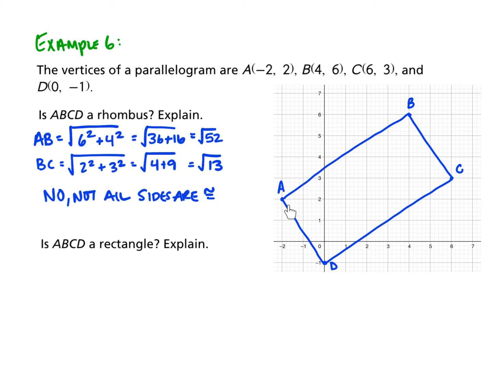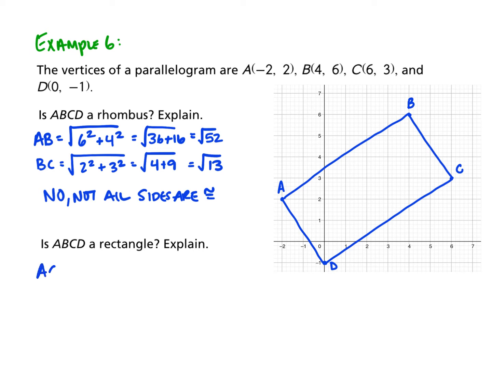Or I can use the other method of proving that a quadrilateral is a rectangle, which is to show that its diagonals are congruent. We learned a few videos ago that if the diagonals of a quadrilateral are congruent, it has to be a rectangle. I think that sounds easier, finding the distance from A to C and finding the distance from B to D. So I'm going to go that route.